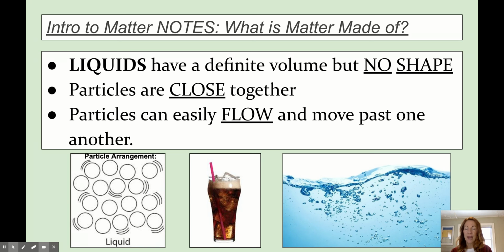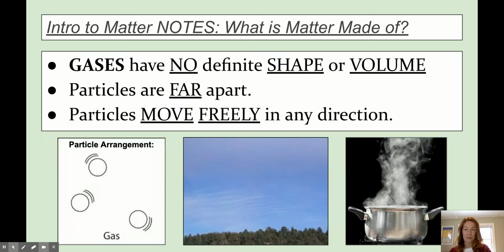The particles are close together, not as close as in a solid, but they are close together. And they can flow. That's why you can pour a liquid, right? Because the molecules can flow over each other and move past one another. So no shape, close, and then flow are the words that go in the blanks. So the particles can easily flow and move past one another.